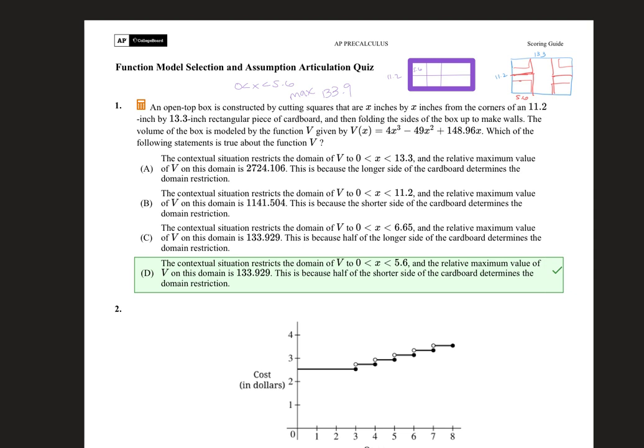All right, looking at number 1 here, it says the open top box is constructed by cutting squares that are x by x inches from the corners of an 11.2 inch by 13.3 inch rectangular piece of cardboard, then folding the sides of the box up to make the walls. The volume of the box is modeled by, and it gives you the big model, which of the following statements is true about the function? Since we're talking about a measurement, we would start by saying that there's a restriction on my x value, which is how long it is, being greater than 0. So all of these are greater than 0. Then I want to know what's the biggest value it can be.